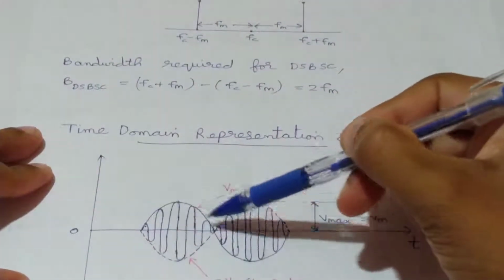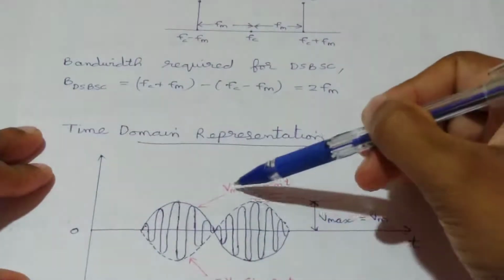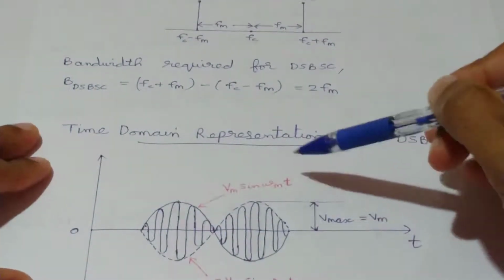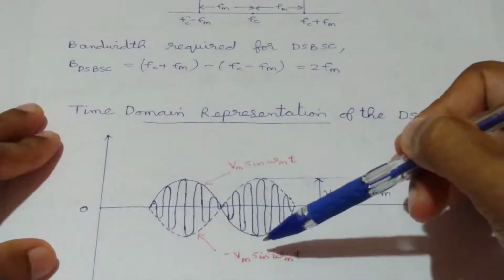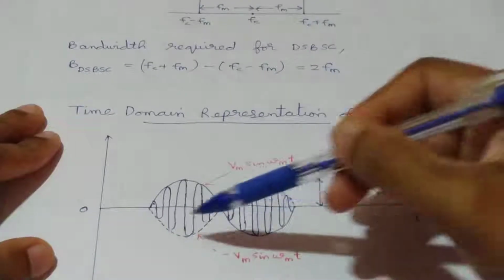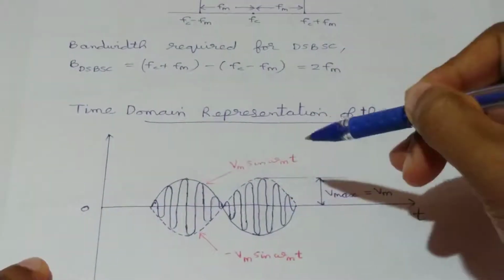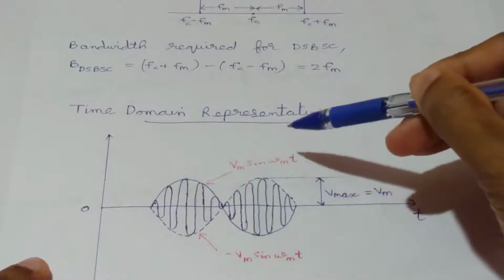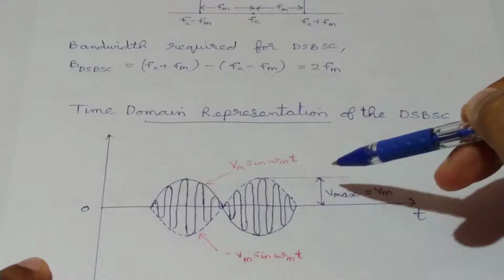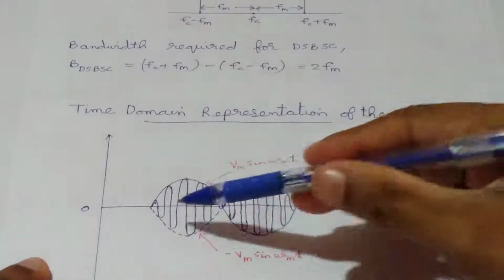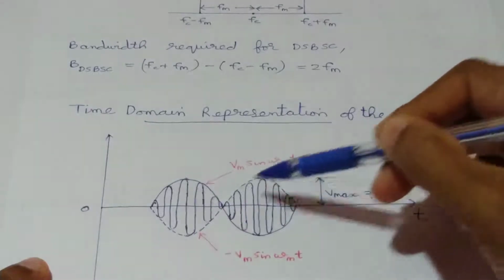Okay, so this is our top envelope, which is represented by this thick line, Vm sin omega mt, and this is our bottom envelope, which is represented by minus Vm sin omega mt, and it is shown by this dashed line. Here the top envelope crosses below the 0 reference amplitude value, and similarly the bottom envelope crosses above the 0 reference amplitude value.